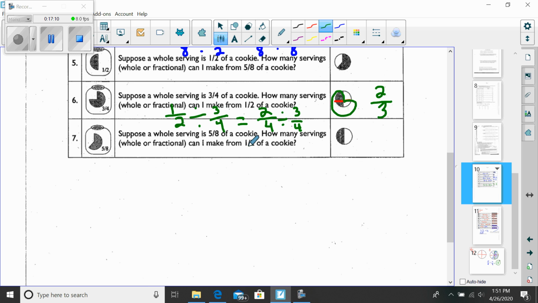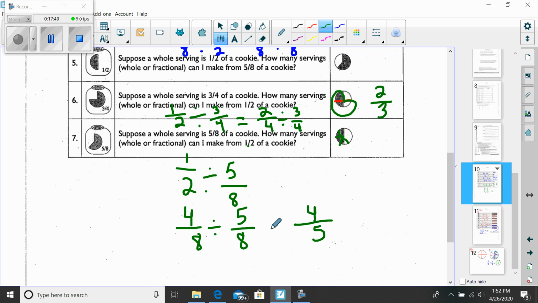Okay, and then down here, suppose, how many servings can I make from a half a cookie? Suppose a whole cookie is 5/8. Okay, well, I need 4/8, or I have 4/8. I need 5/8 to make a whole serving, right? So I have 4, if I took this 4 and tried to divide it up into how many 5s when I need 5s, right? I have 4 pieces out of the 5 that I need to make a serving.